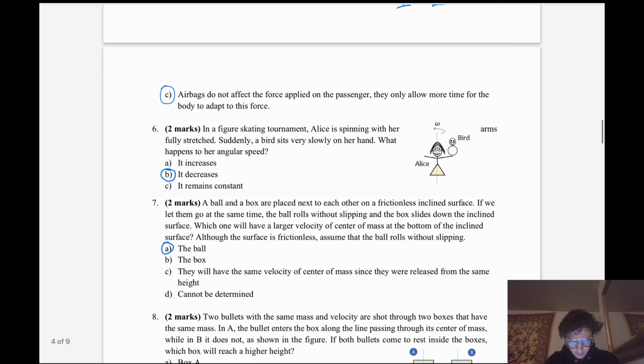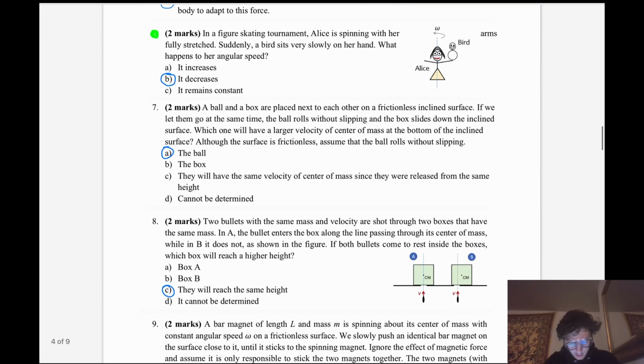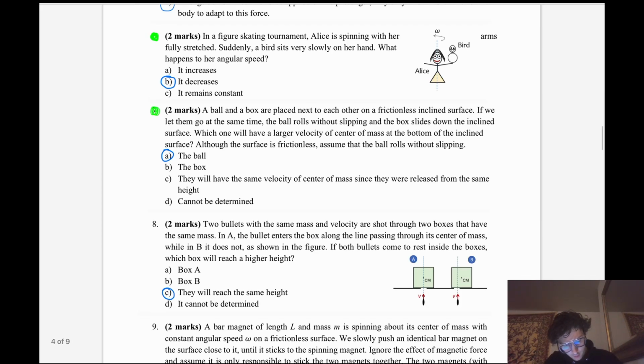I don't know. In figure skating, Alice is spinning. You know what? This one, I'm not even going to look at it anymore. I think it's good. Let me know if it's not. A ball and a box are placed on a frictionless inclined surface. If we let them go at the same time, the ball rolls without slipping. The box slides down the inclined plane. Which one will have a larger velocity of center of mass? Okay, so I think both of them have linear kinetic energy, but the ball has also rotational kinetic energy. So more kinetic energy means faster, and I think that's enough to just mark this one off and not look at it anymore. But again, double check. Please don't take my word for it.